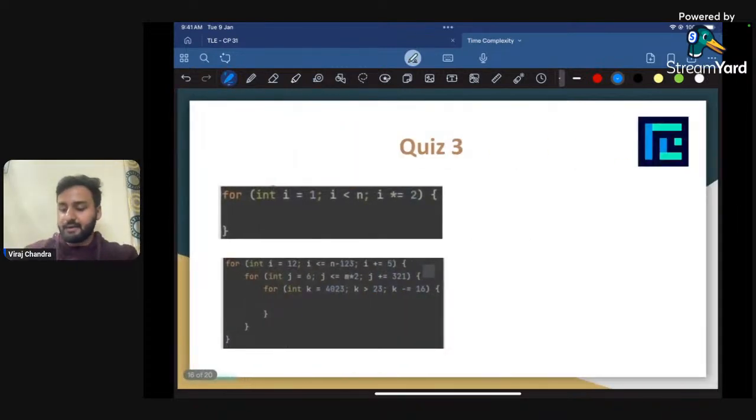Okay. Example 3. Now this is actually very fun. You have a loop that runs from 1 to n, and i is multiplied by 2 every time. So let's say i is initially 1, then it's 2, then it's 4, then 8, then 16, then 32, and so on. What do you think is the time complexity for this? Very unique thing. I hope you learn something from this. N, no.